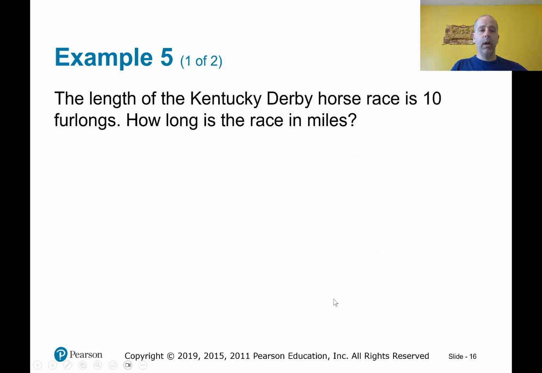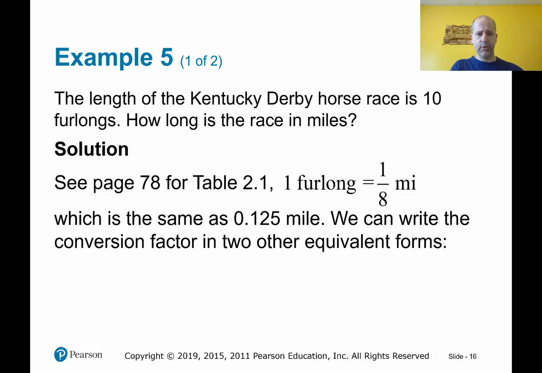All right, now let's look at the Kentucky Derby horse race. It is 10 furlongs. How many miles is the race? Okay, so we need to know what a furlong is, and we need to know the conversion between furlongs and miles, right? So that'll have to be given to us. In the textbook, they give us that 1 furlong is 1/8 of a mile. And so we're going to use that information. So this is the same as 0.125 miles, or 1/8 of a mile.